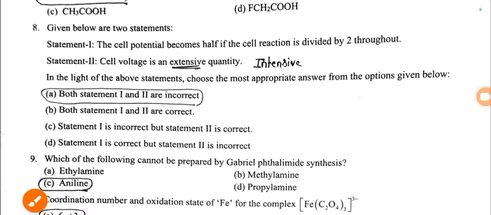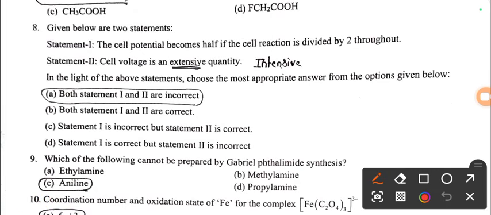Now statement 1, the cell potential becomes half if the cell reaction is divided by 2 throughout. No children, it is not going to become half, it will remain unchanged. And statement 2, cell voltage is an extensive property. It is also wrong, it is an intensive property. So here both the statements are incorrect, so option A is the right answer for this question.